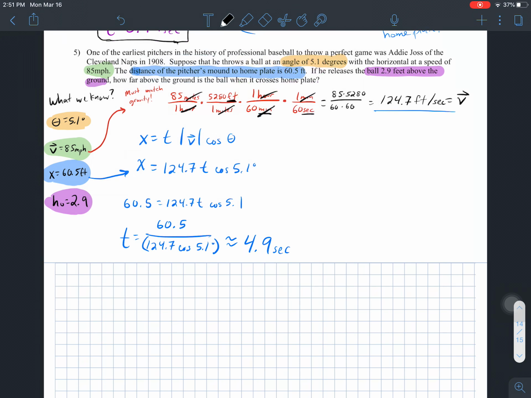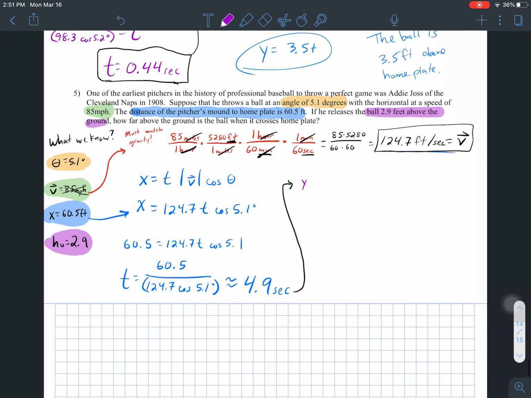So notice, and I had to erase and fix the problem I made, is I did change my initial velocity. It was no longer 85 miles per hour. We changed it to 124.7 feet per second, so I needed to make sure I corrected that. The parametric equation is x equals 124.7 t cosine of 5.1. And we plug in what we know, which was the horizontal distance. That allows us to find t. And just like before, we can use that in our y equation.